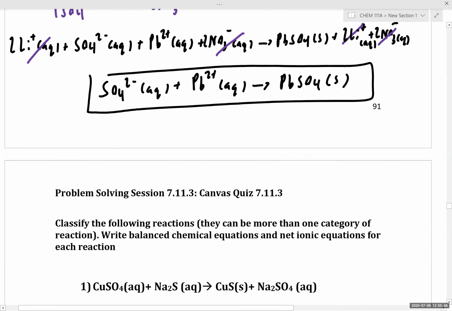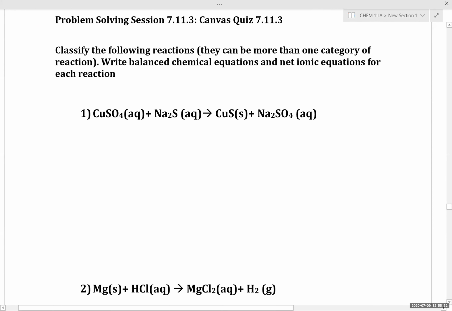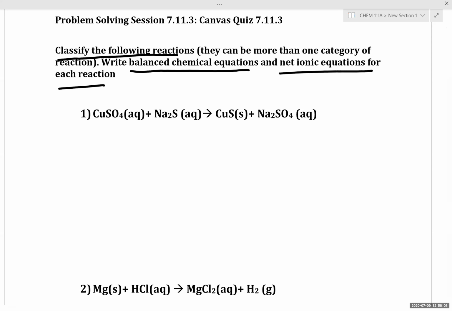Okay, so let's now try to apply what we've learned, and I'd like you to look at the following 2 reactions. I'd like you to classify the following reactions and then write balanced chemical equations and net ionic equations for each reaction. And we'll discuss this first reaction in about 3 to 4 minutes. Don't be shy to type in the chat what type of reaction you think this is and what the net ionic equation would look like for each of these 2 reactions.